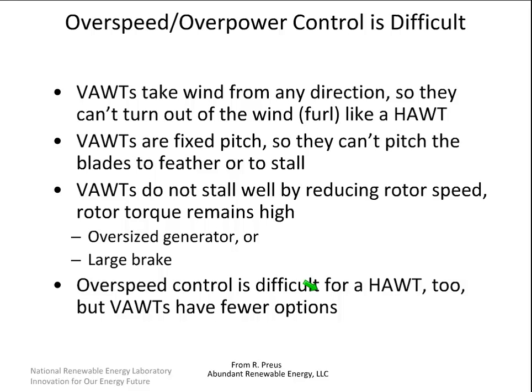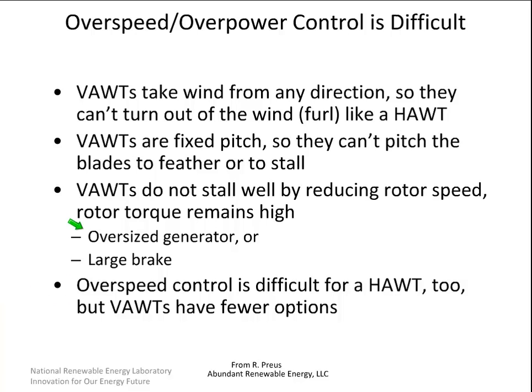Vertical axis wind turbines like the Savonius and the Darrieus can see wind from any direction, and because of that, they can't furl. Also, they tend to be fixed pitch, so they have trouble changing the pitch of the blade, so having that aerodynamic stall feature is difficult. So basically what I'm trying to say here is that vertical axis wind turbines tend to have fewer options when it comes to overspeed protection.